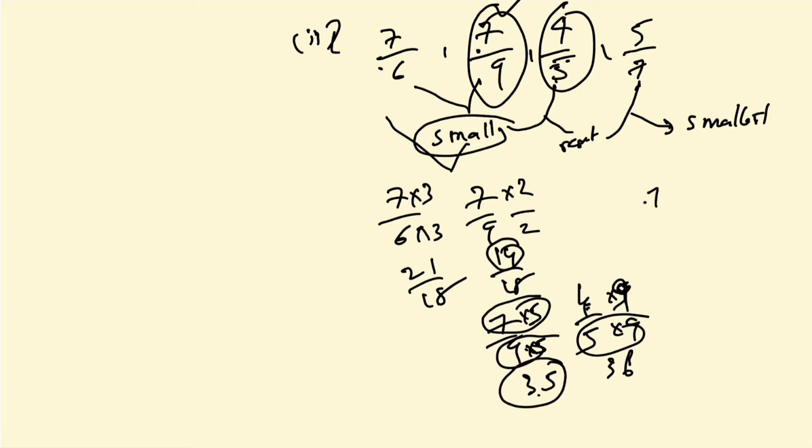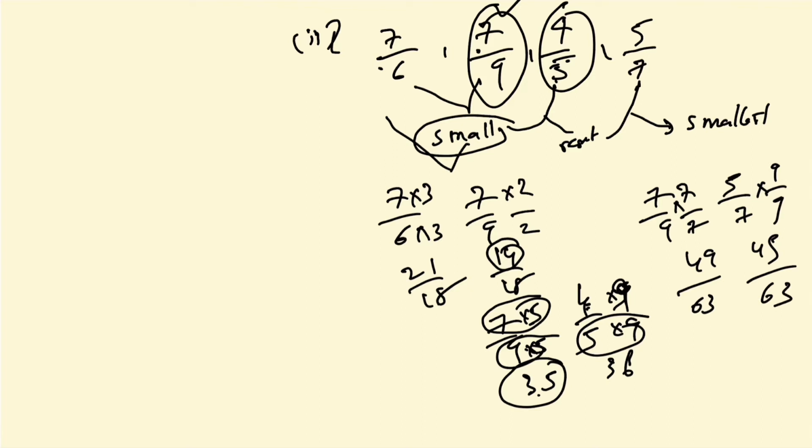And last, we are comparing between 7 by 9 and 5 by 7. Here it is 7, here it is 9, so the denominator becomes 63. Here it is 63, and 5 becomes 45. So we require the smallest, and the smallest is 45 by 63, hence the answer is 5 by 7, that is smallest.